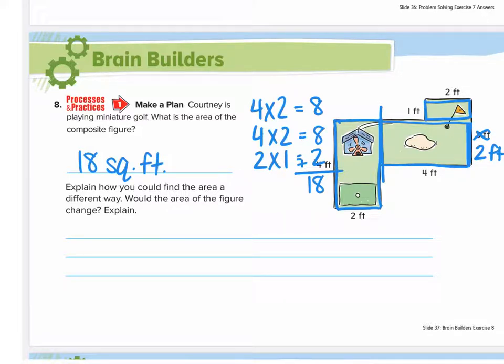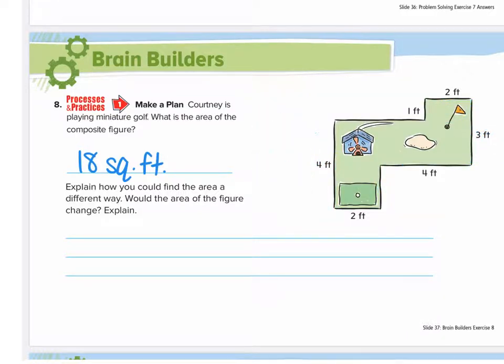And then it says, explain how you could find the area a different way. Would the area of the figure change? So just like we did earlier, we are going to now change it up, divide it into rectangles differently, and see if we get the same answer. All right, so let's go this way and this way. So this rectangle right here is 2, and this is where it gets a little more tricky.